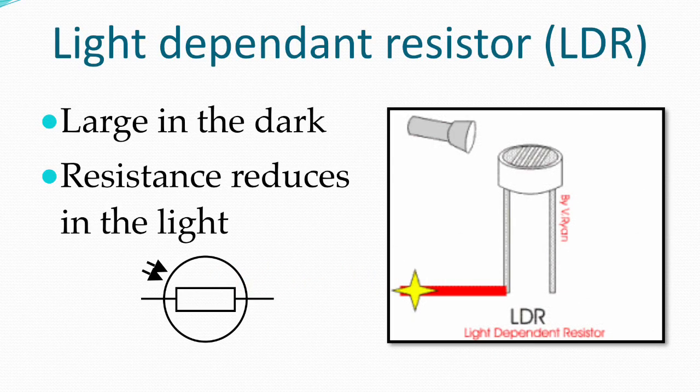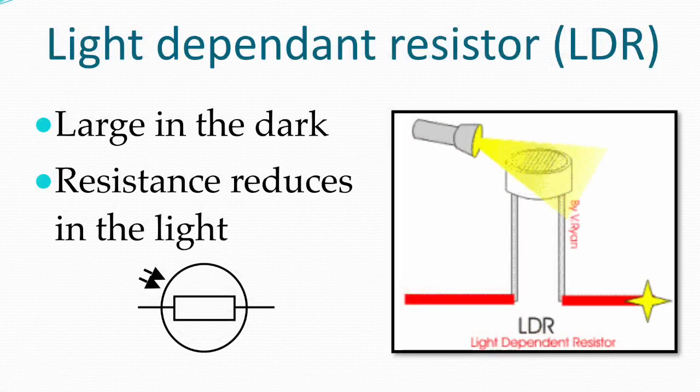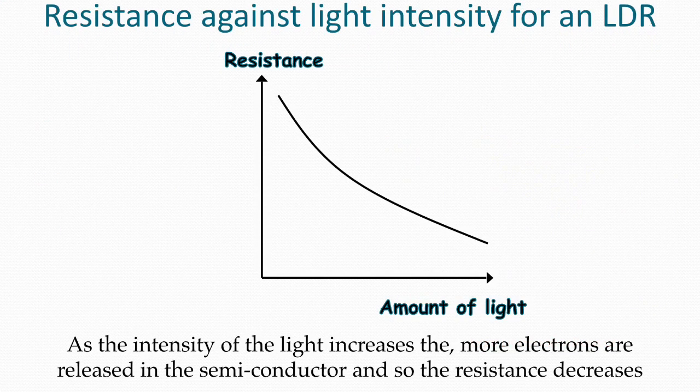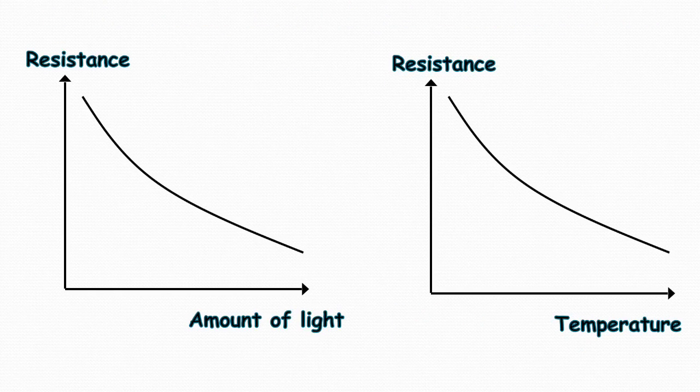Light-dependent resistors are very similar to thermistors. They have a high resistance when it's dark. But if you shine a light on them, the resistance reduces. As the intensity of the light increases, more electrons gain enough energy to escape their atoms, and this increases the current and reduces the resistance. Here you can see a comparison between the light-dependent resistor's graph on the left and the thermistor's graph on the right.